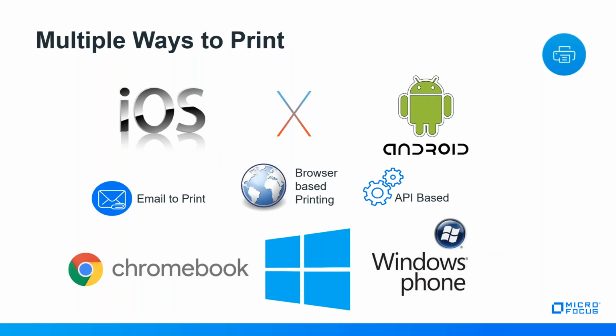The next one which I was talking about is the multiple ways to print. And as I was talking earlier, we have support for different operating systems and different mobile OS also. So iOS, Android. And on top of that, we have several new methods of printing, email to print, API-based printing, or literally you do not even require a client. You can simply open up your browser, drag a file to print. So browser-based printing. So literally there are several ways to print which iPrint provides.